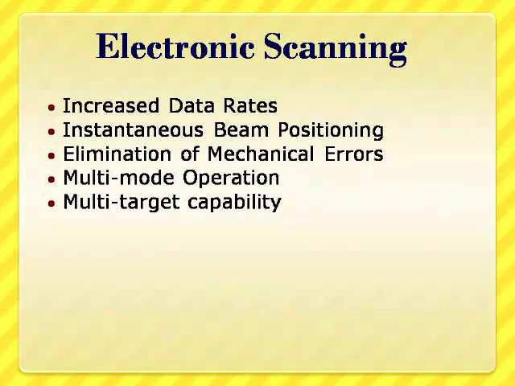Instantaneous beam positioning. That means presently if the antenna is looking at a particular direction and if you want to switch over to another location, it is almost instantaneous because this beam switching is done by a computer control. Elimination of mechanical errors. As the commands are given to this antenna system by a computer, the antenna beam will be exactly positioned wherever it is supposed to be.